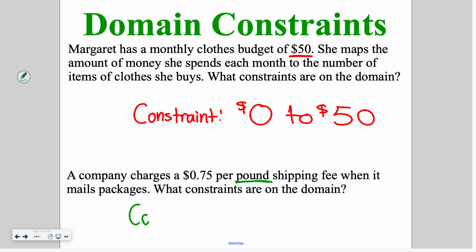So in this case, our only constraint is going to be, it has to be above 0. It could be fractions, it could be decimals, but you can't have a package that weighs a negative amount. So it's got to be above 0, and that's the only constraint on our domain. It could be as heavy as you want, so we don't have to put an upper limit here.